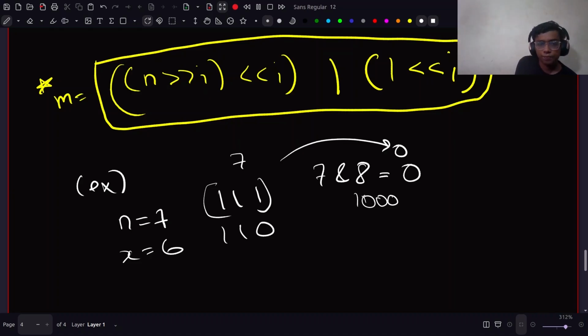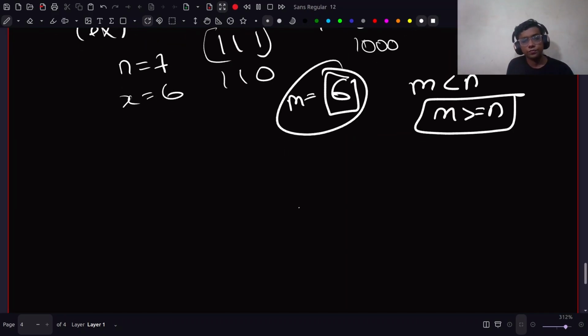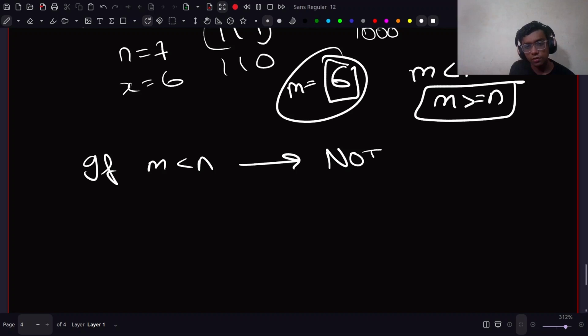So basically when you do and, you get the number 6 back, right? You get m equals 6 basically. And m cannot be less than n, right? M must always be greater than or equal to n. So in that case, if m is less than n, then obviously it is not possible, right? If m is less than n, it is not possible.